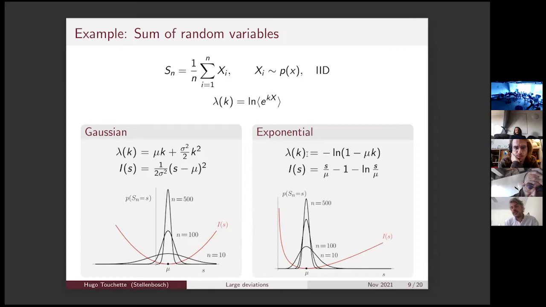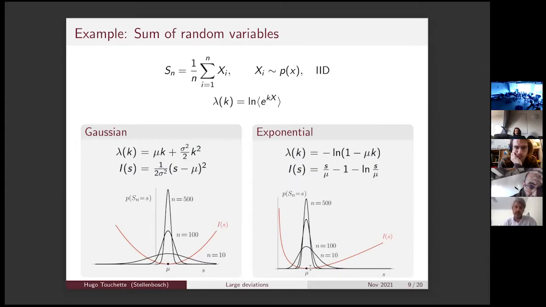More interesting is if you take a sum of exponentials, then I can still play the same game. I can calculate the cumulant. This is the cumulant. It's differentiable where it's defined. So I can take the Legendre transform and I get this rate function. And I plot the rate function here. It has a zero again at the mean because the sample mean converges in probability to the mean. That's the law of large numbers.